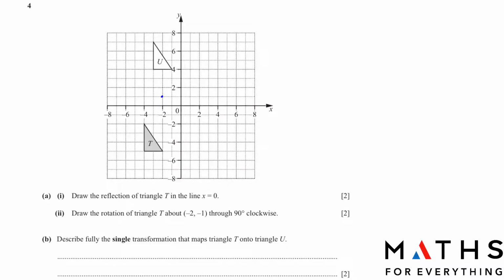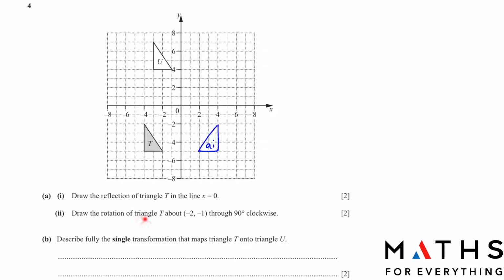Question number 4 is a transformation question. A1, draw the reflection of triangle T in the line x is equal to 0. This is actually a very easy question. The only thing that you needed to know was that x is 0 on the y-axis. So we have to reflect the T here. Count the number of steps from the axis, 2, and then 2 squares. Reflection is very easy. I don't need to make that right angle, but write A1.